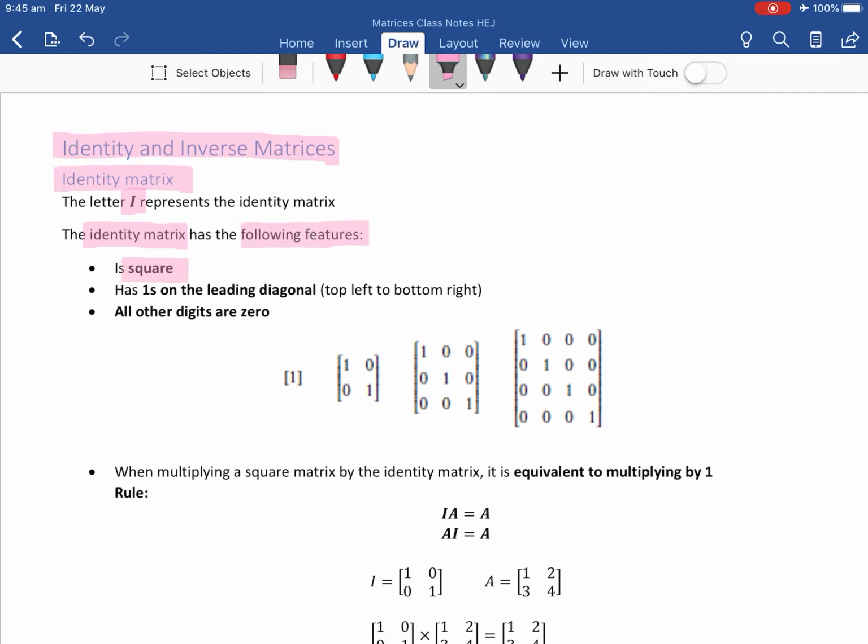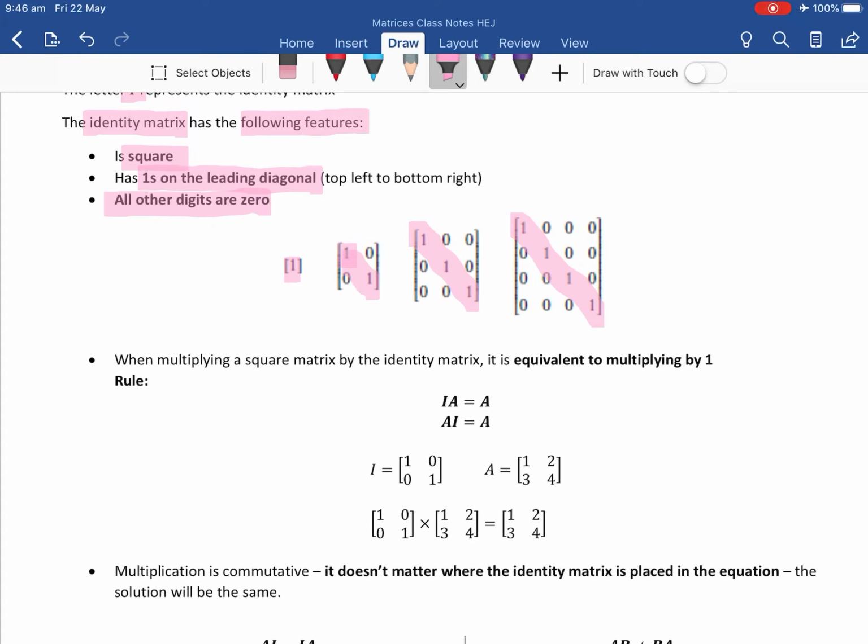It is a square, so it's got the same number of rows and columns. It has ones on the leading diagonal, top left to bottom right, and all the other digits are 0. So you can see here, this is a matrix that's only got 1. This one, you've got your ones going down the diagonal, again down the diagonal, and the rest of the numbers are 0. So that's what an identity matrix will look like.